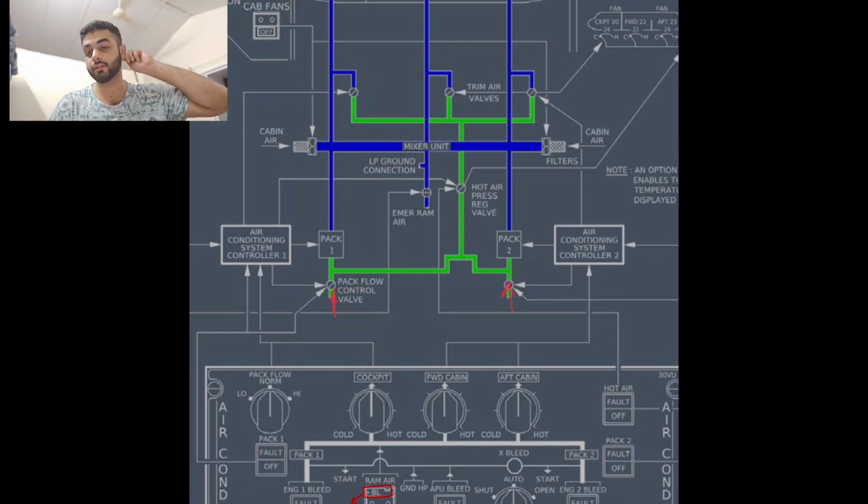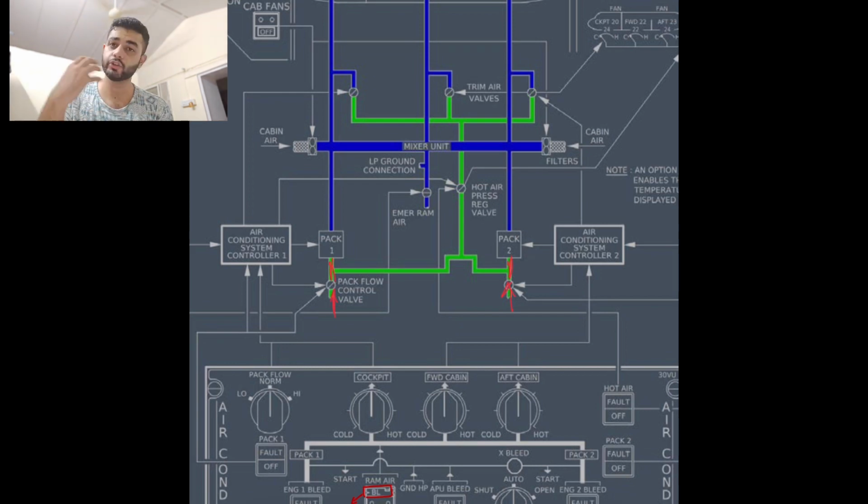Anyways, three sources. You'll say, yeah, there is only one line. So the idea is that you have three sources of air, and you're using the same duct to add air into the system.